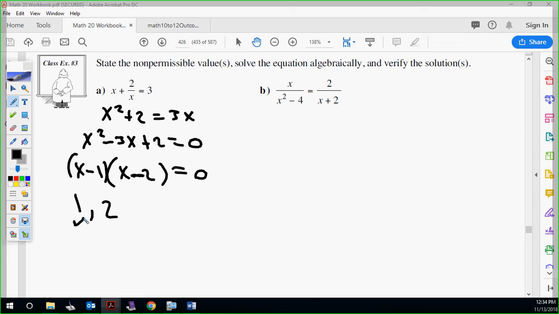2 plus, what's 2 over 2? 1, so 2 plus 1 is also 3. They both verify. Right, so x can't be 0, yep. So non-permissible x can't be 0, and we're okay. We didn't get that for a solution. Okay, perfect.